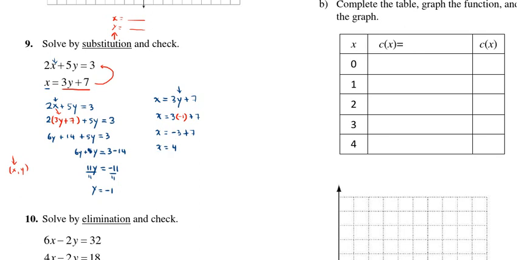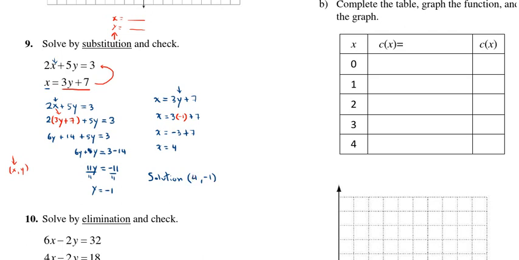The solution is the point (4, -1), because we write first the value of x and the value of y second. So if we were to graph this system, these two equations will intersect at the point (4, -1).